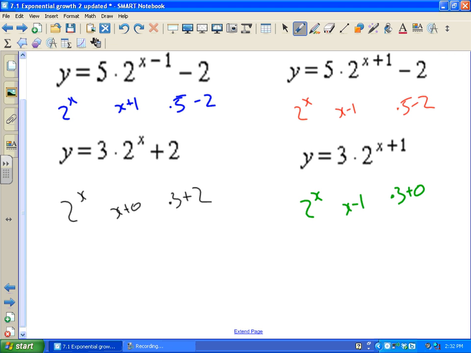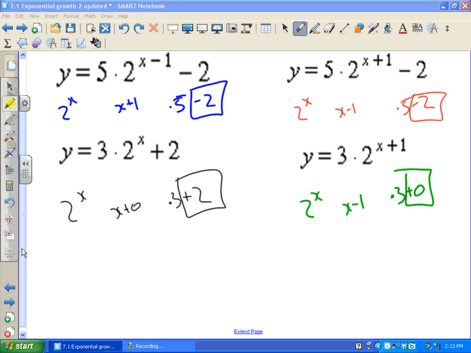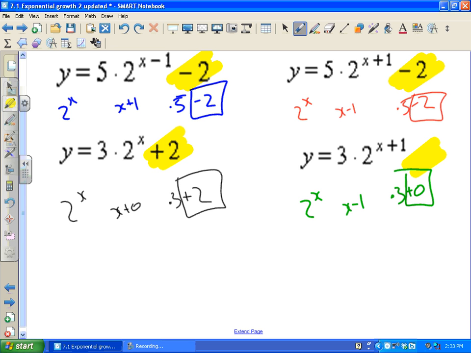Next piece. Your asymptote on this graph is at 0. Your asymptote on this graph is at -2. Your asymptote on this graph is at +2. And your asymptote on this graph is at -2. Your asymptotes will always be given to you in terms of that k value of your function. Okay?